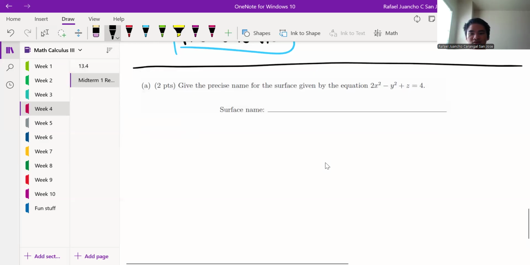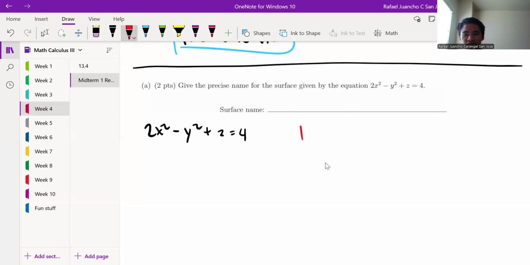Okay. So how in the world do we do that? If we're given 2x squared minus y squared plus z equals 4, how do we find the surface name of this thing? Well, we look at the variables, right? And we say something about them. We say something about their traces. So here we basically identify traces. That's what we have to do.